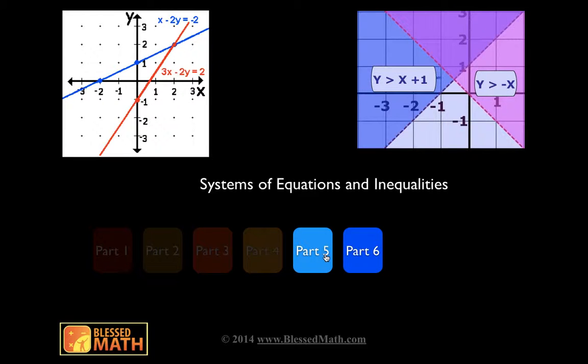Today we're going to be in part 5, or lesson 5, of our 6-part systems of equations and inequalities. We originally had 8 lessons, but I condensed it down to 6.